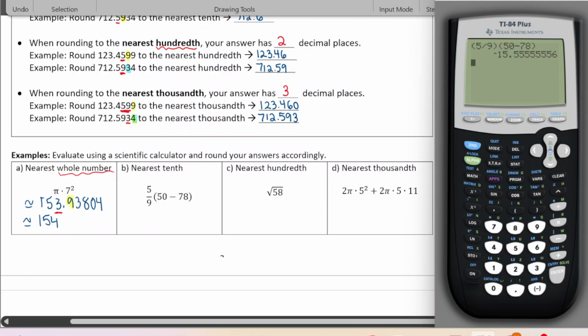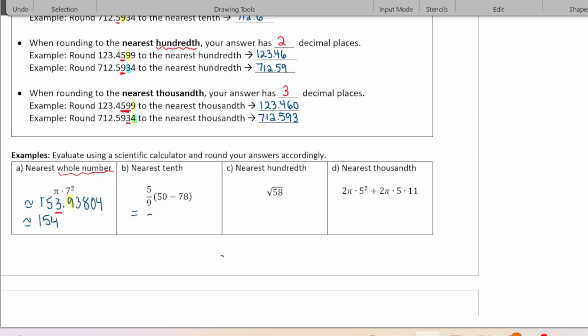Okay, so see here again, I have a decimal number, negative 15.5 repeating, it looks like. So it's 15.5555 on forever. And we want to round this to the nearest tenth. So I'm looking at the 5 here, and I see it's next to a 5. So I want to round that up. Negative 15.6.